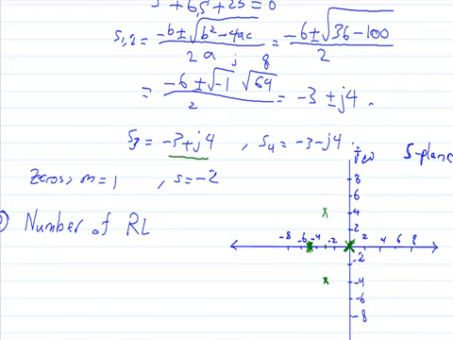Now let's go for the zero. We have a zero on minus 2. It is identified by a circle. Here is the zero.